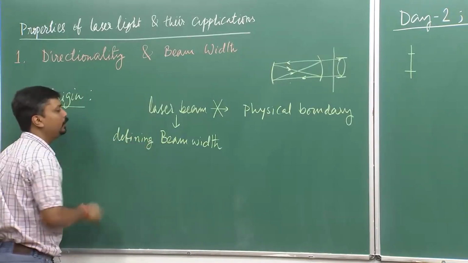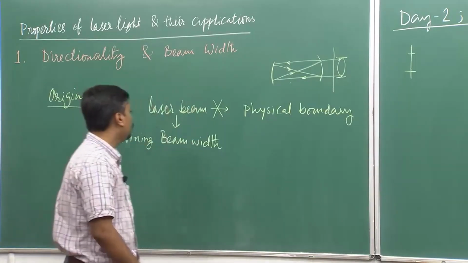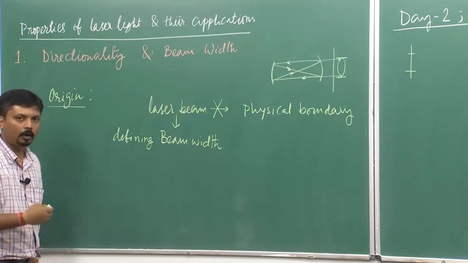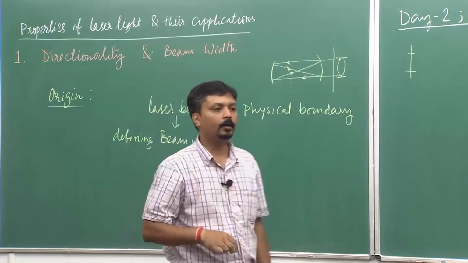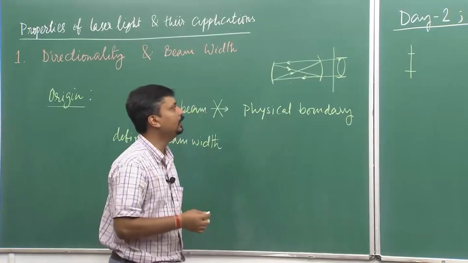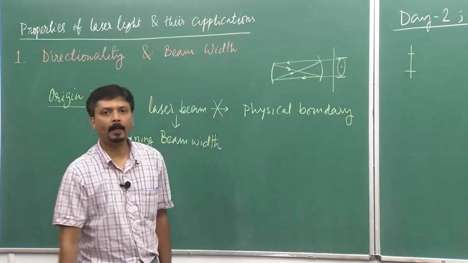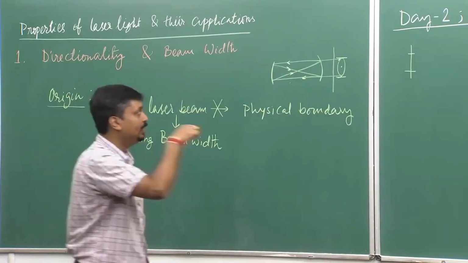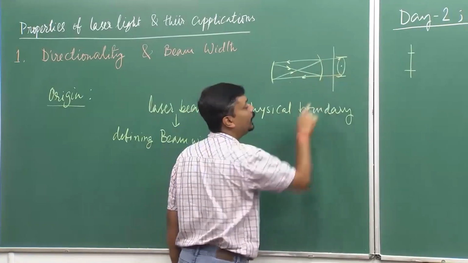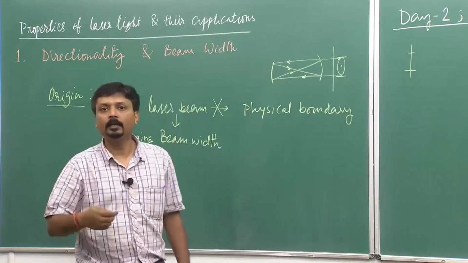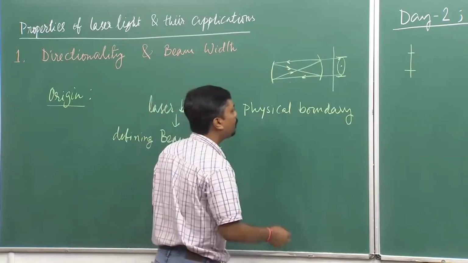So our job is to define beam width for laser light. How do I do that, or what is the normal practice? The normal practice is to start with the center of the laser beam. So this is my center of the laser beam, okay, and I know that there is no physical boundary. Like I have drawn very nicely here, one line here, one line here, creating a boundary, but there is no physical boundary as such.